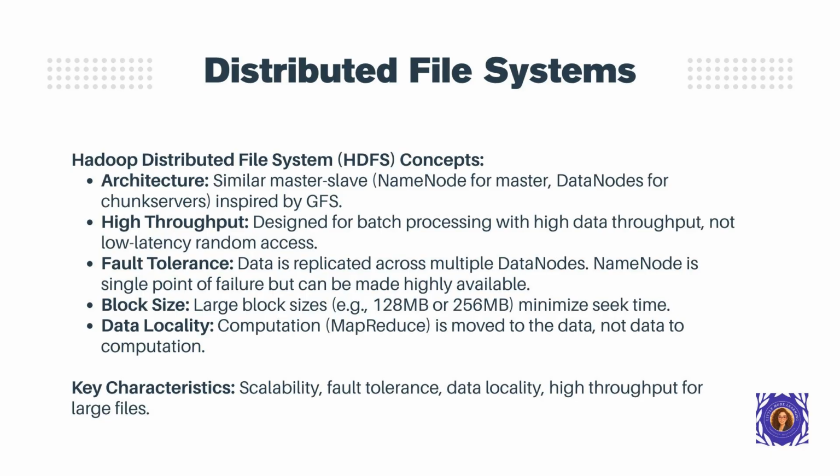Hadoop Distributed File System, HDFS, inspired by GFS, also uses a name node, the master, and data nodes, the chunk servers. HDFS is designed for batch processing of very large datasets with high throughput. Data is replicated for fault tolerance, and it emphasizes data locality, moving computation to the data to minimize network transfers. Both GFS and HDFS excel in scalability, fault tolerance, data locality, and high throughput for large files.